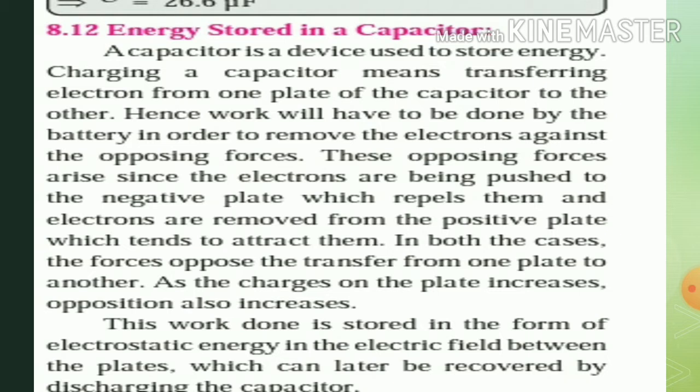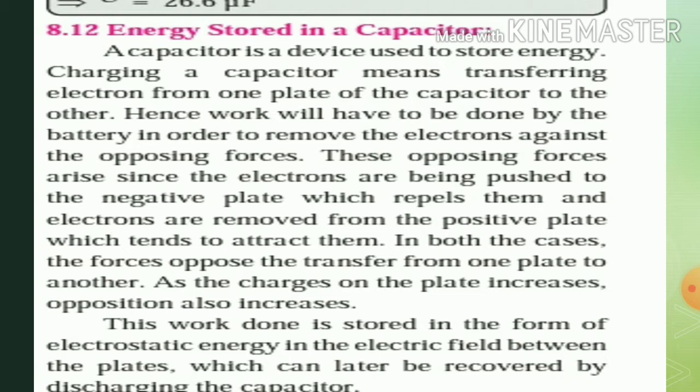That is, we obtain the equation for the electrostatic energy of a charged condenser in terms of electric potential, electric charge, and the capacity or capacitance of the capacitor. For this purpose we have the explanation in the following way.